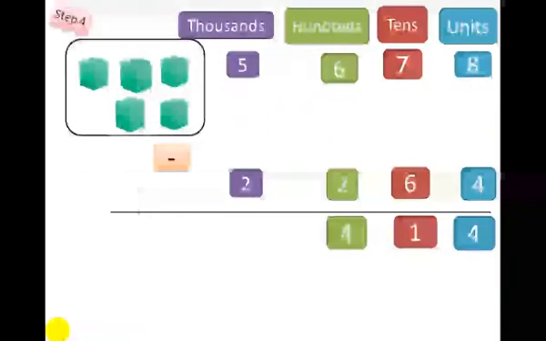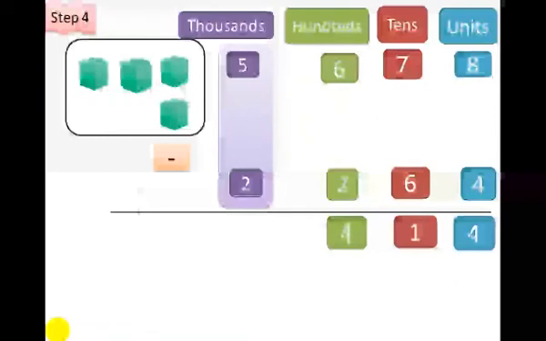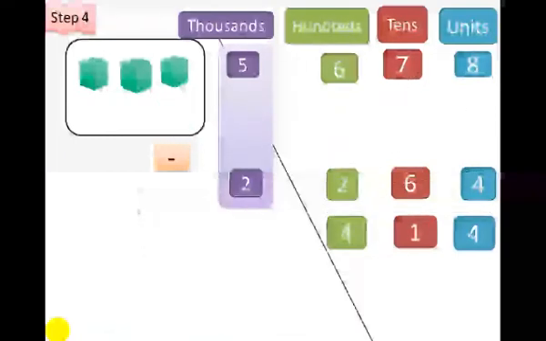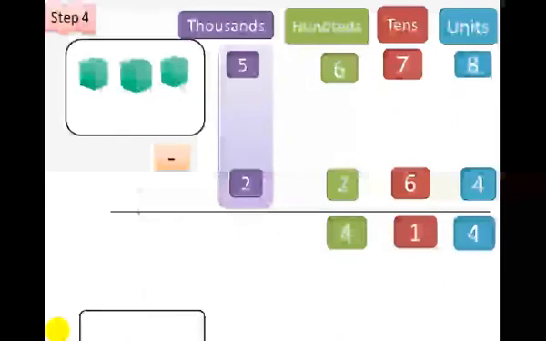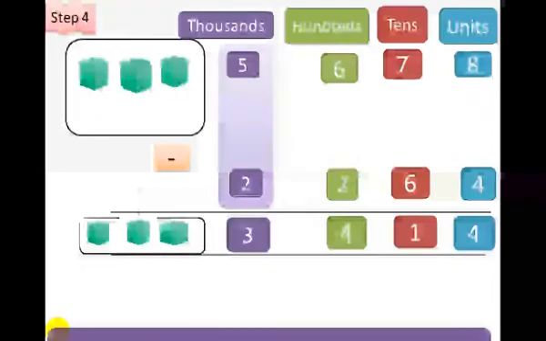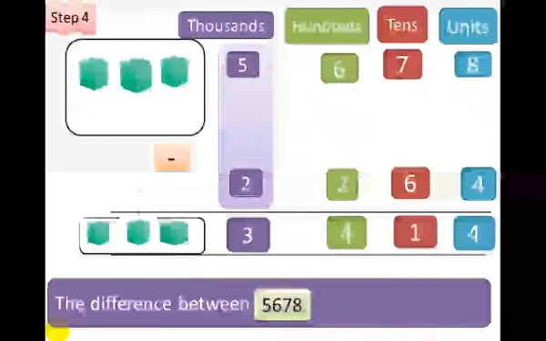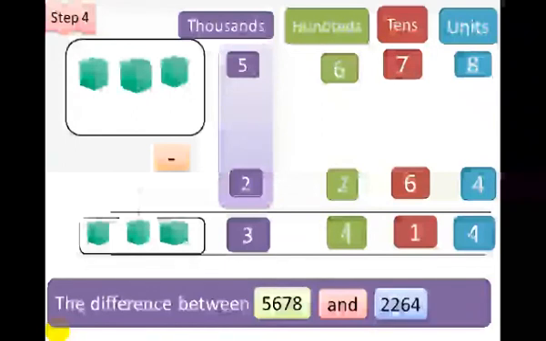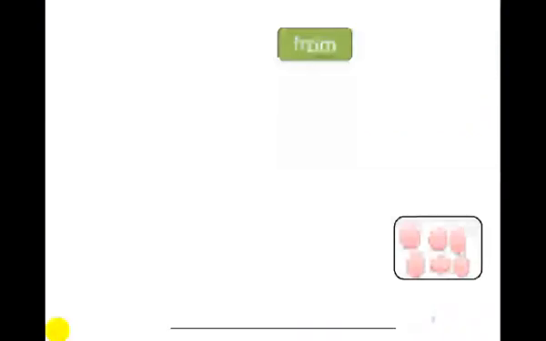Next, we subtract the digits in the thousands place. That is 5,000 minus 2,000 equals 3,000. The difference between 5,678 and 2,264 is 3,414.